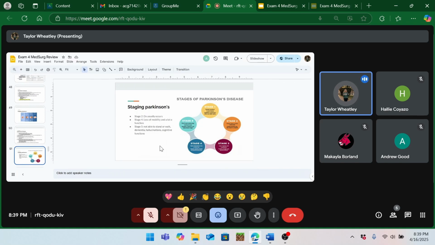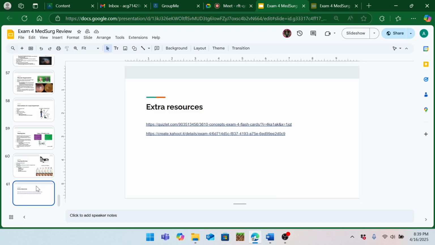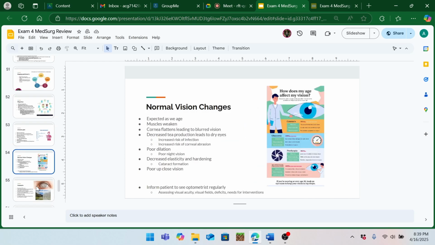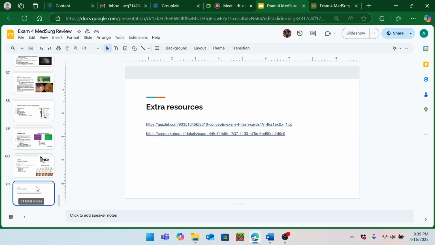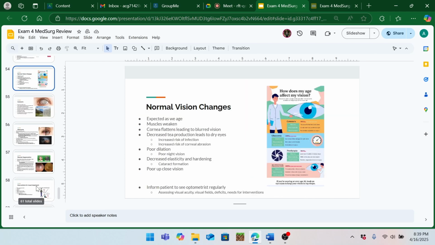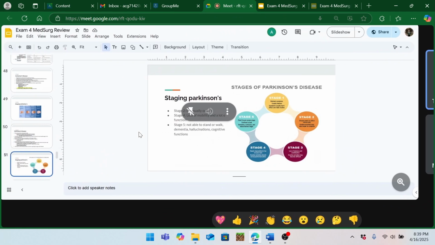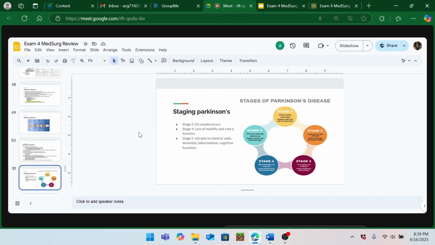Staging Parkinson's. Usually they don't get a diagnosis until they're in stage 2. These are the main points, but diagnosis usually is stage 2. Stage 4, they start to lose a lot of their mobility and function, and then at stage 5, they can't walk, can't stand, they don't remember things, they hallucinate. Things really start to decline 3 to 4 though.